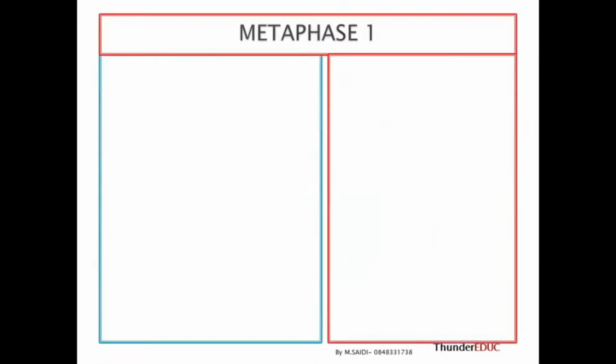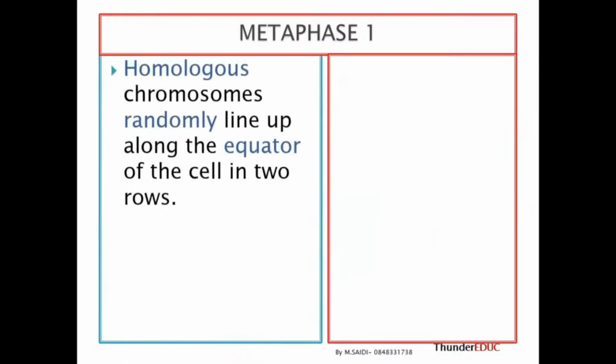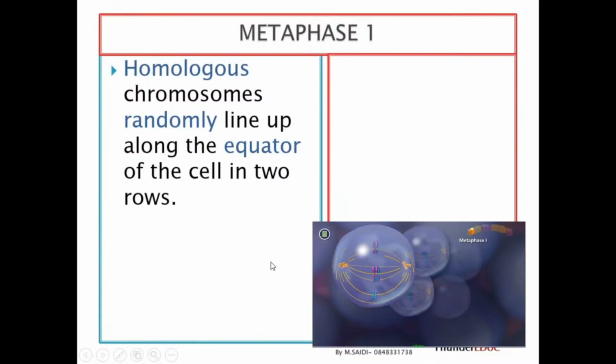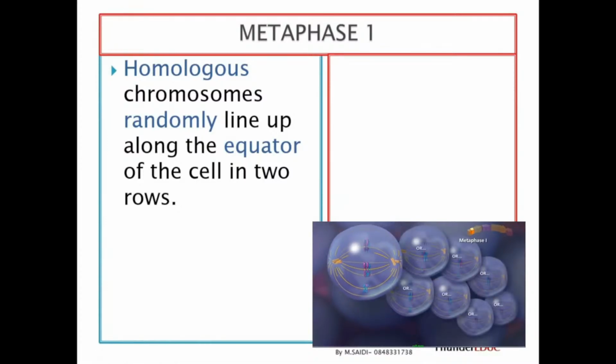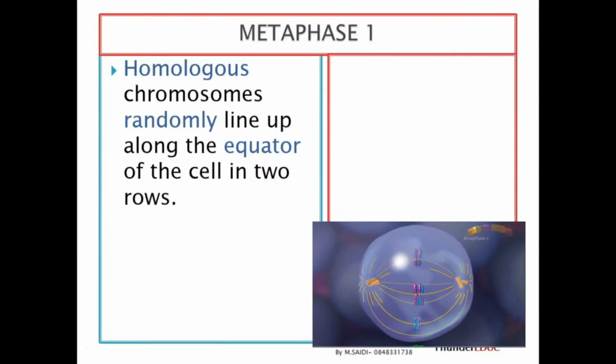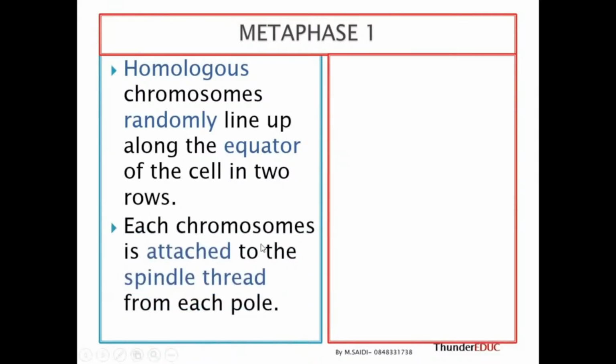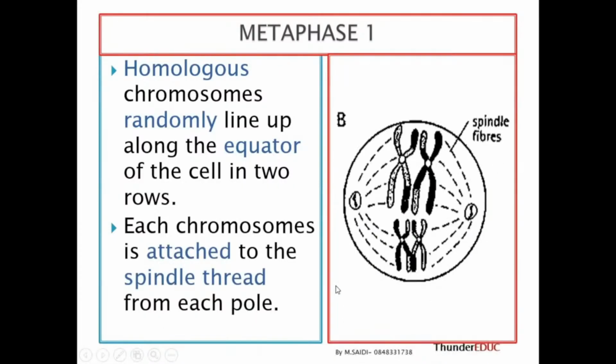And then the second phase is metaphase I. Metaphase I, meta means middle. It means that now the chromosomes are always in homologous pairs. Homologous chromosomes randomly align along the equator of the cell in 2 rows. One row is from chromosome number 1 to chromosome number 23, and another row is from chromosome number 1 to chromosome number 23. That's what it means. Each chromosome is attached to the spindle thread from each pole.